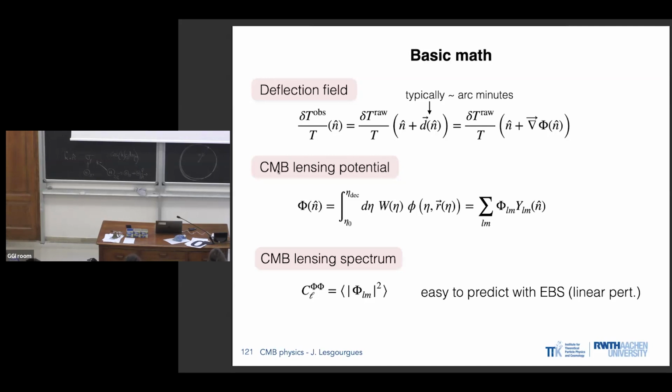So this field is a vector field on the sphere. It's a two-dimensional vector field on the sphere, and it takes different values in each direction due to the complicated distribution of clusters around us.